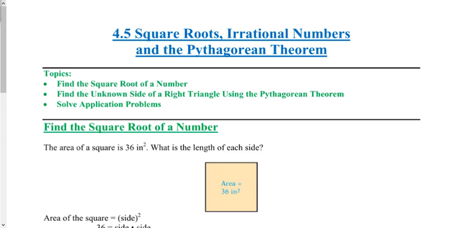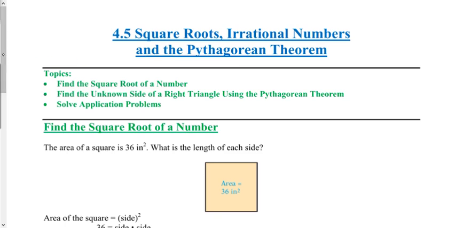Well, hello. Today we're going to be talking about square roots and irrational numbers. And one of the usages for that, of course, is the Pythagorean theorem, which we'll get to, but ultimately that's finding the third side on a right triangle. And oftentimes those are irrational numbers. So let's begin by talking about square roots.